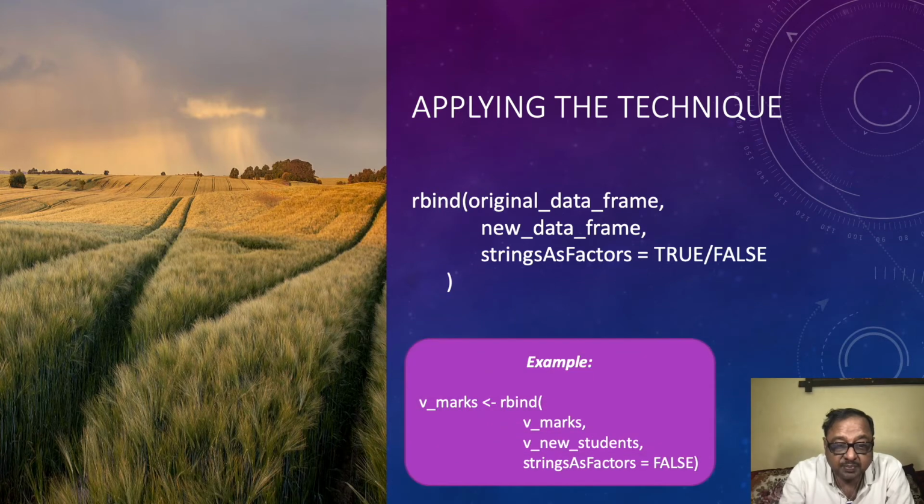Let's see an example. We have our data frame v_marks. Let's say we create another data frame called v_new_students, which contains the new rows. So I can say rbind(v_marks, v_new_students, stringsAsFactors = FALSE), and the result of rbind I can assign back to v_marks. On doing that, v_marks will now contain the rows from v_marks and also the rows from v_new_students. So let's head to RStudio and see this in action.